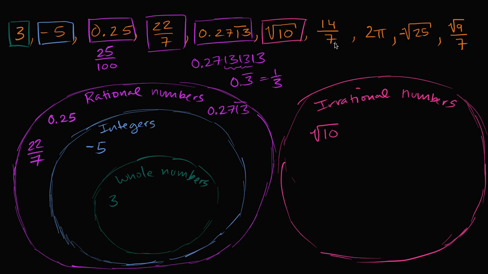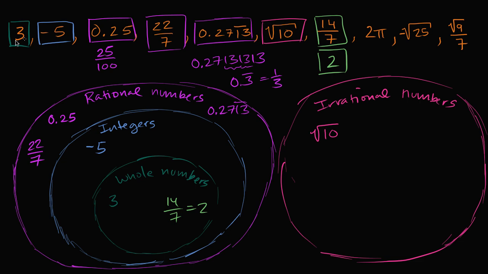All right, 14 over 7. This is the ratio of two integers, so this for sure is rational. But if you think about it, 14 over 7 is the same thing as 2. These two things are equivalent. So this is actually a whole number. It doesn't look like a whole number, but remember, a whole number is a non-negative number that doesn't need to be represented as the ratio of two integers. And this one, even though we did represent it as the ratio of two integers, it doesn't need to be. You could represent this as just 2. So 14 over 7, which is the same thing as 2, is a whole number.